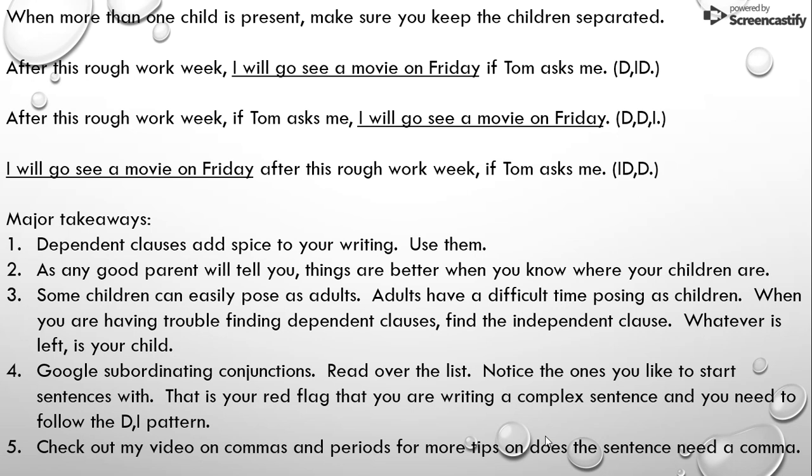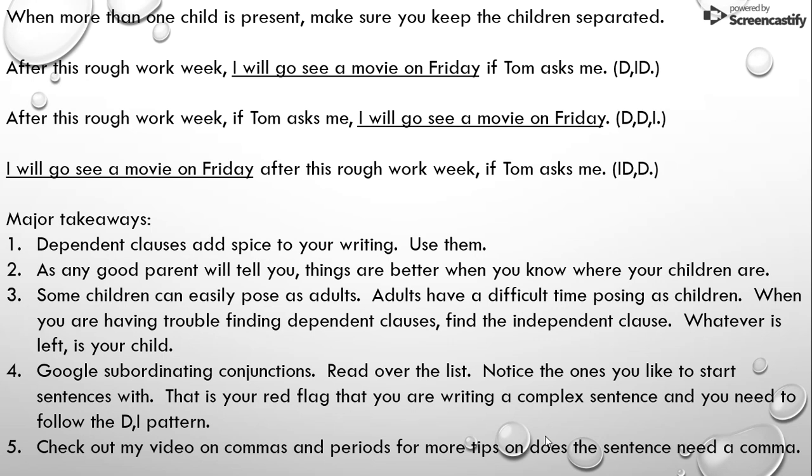Basically, what I want you to learn as you're getting ready to start evolving your simple sentences into complex sentences is that dependent clauses add spice to your writing. Make sure you use them. They give information that maybe you left out in your rough draft and you went back and edited it. This is a common time we see those things come into play.